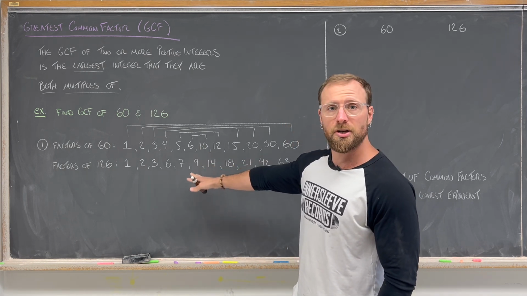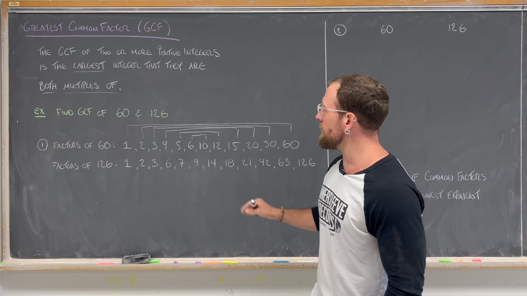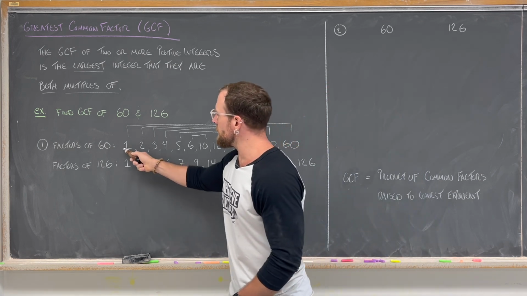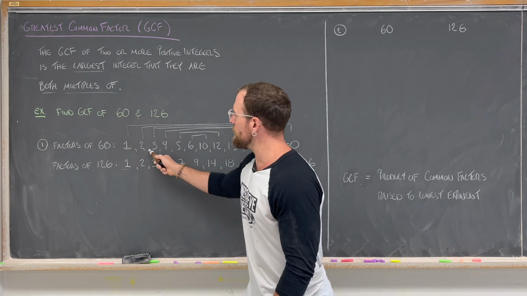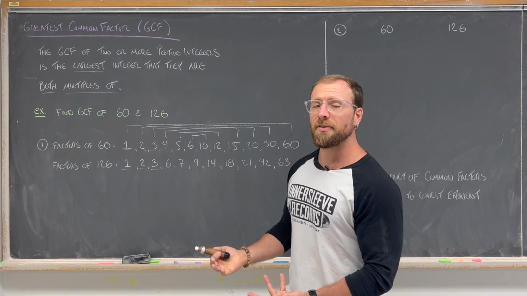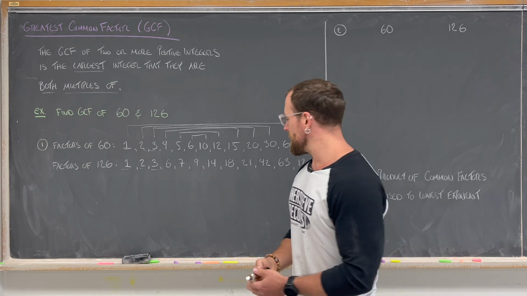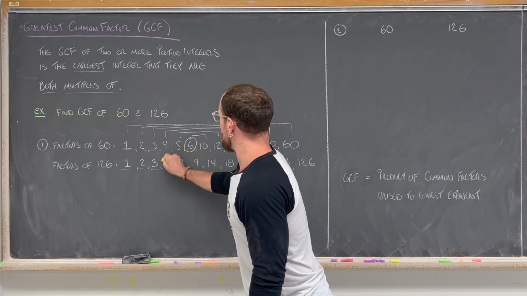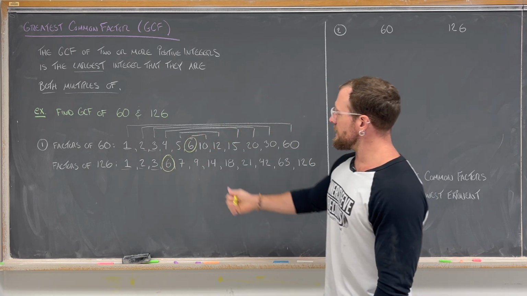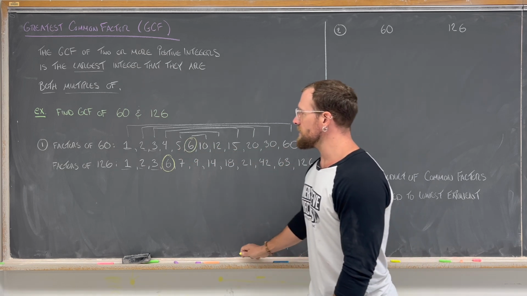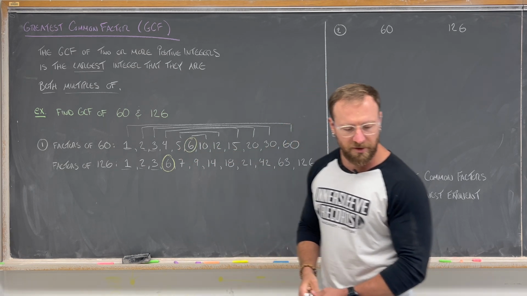The factors of 126 are written below. Okay, now what numbers appear in both? 1 appears in both. 1 is a common factor. 2 is a common factor. 3 is a common factor. What's the largest common factor, aka greatest common factor? Well, I think it's 6. I think 6 is the largest number that appears in both of these rows. Okay, so 6 is my greatest common factor.